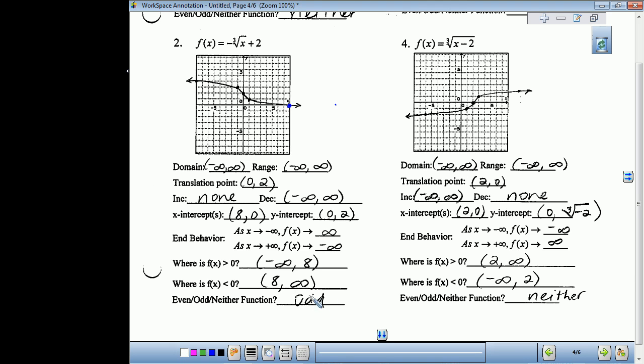If there's any type of shift to it at all, it's neither. And all of these had some type of shift. Okay, so the answer for the symmetry on number 2 was incorrect. Any other questions?